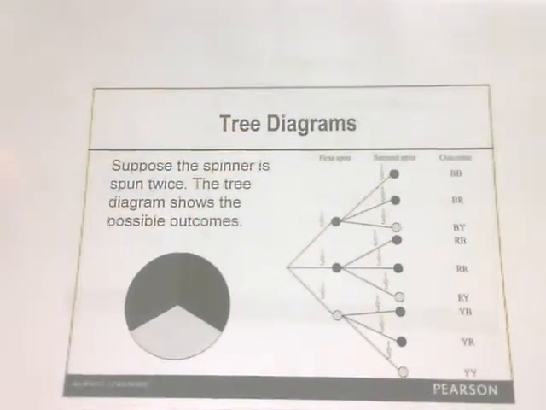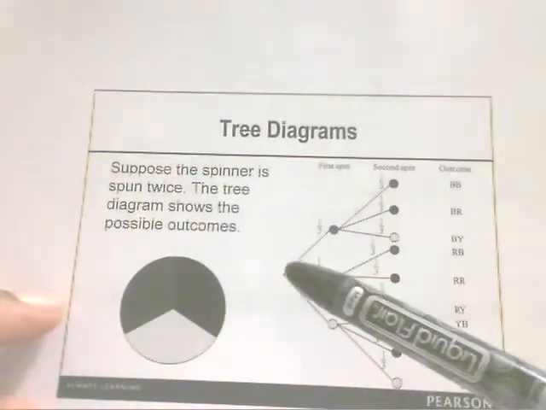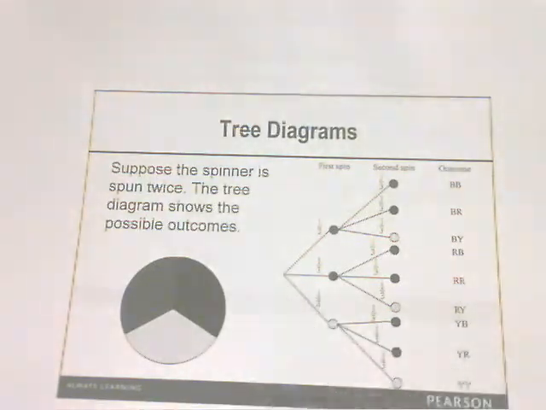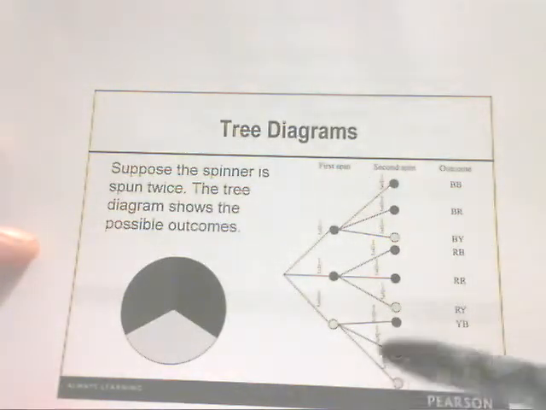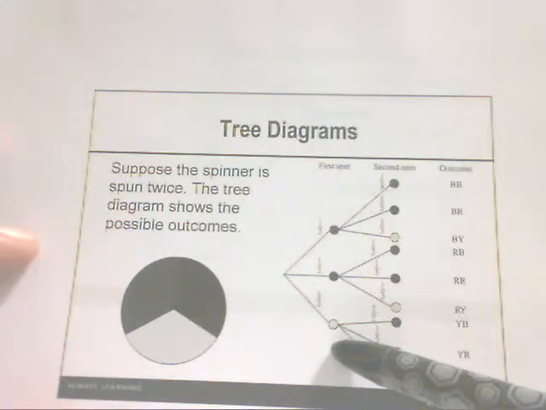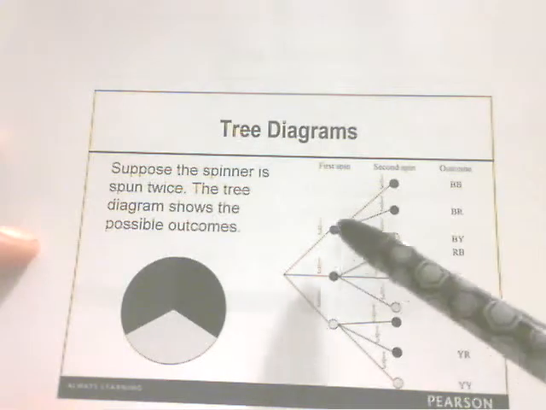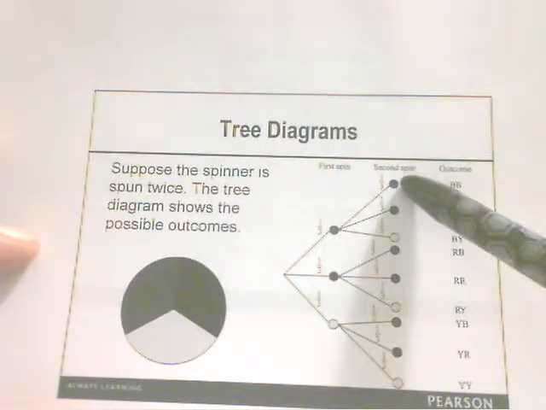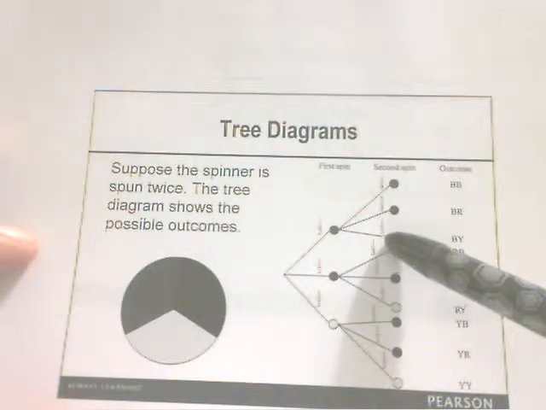Suppose the spinner is spun twice. The tree diagram shows all the possible outcomes. Now, in this one, this looks black and white, but we do have a red, a yellow, and a blue. So the first spin is going to be either blue, red, or yellow. And that probability is, for each one of those, 1/3. Then on the second spin, if the first spin was blue, then the second spin could be either blue, red, or yellow. And again, that probability is going to be 1/3 for each one of those, because there are 3 colors on that wheel.